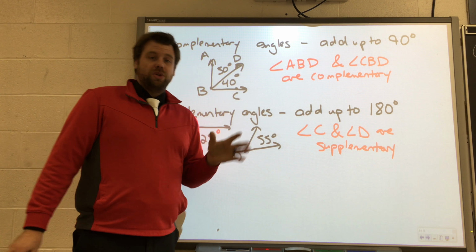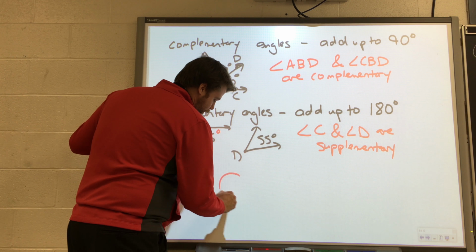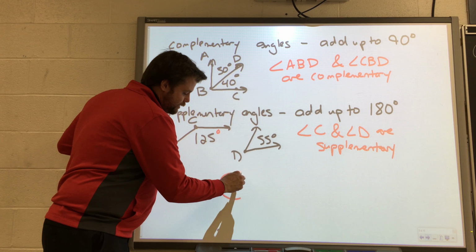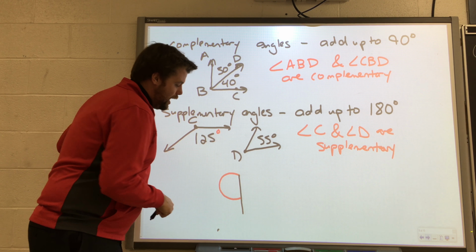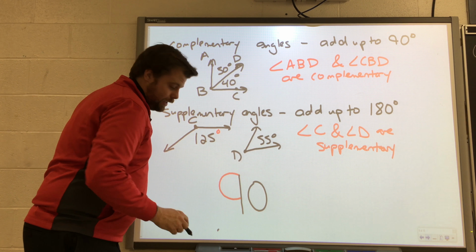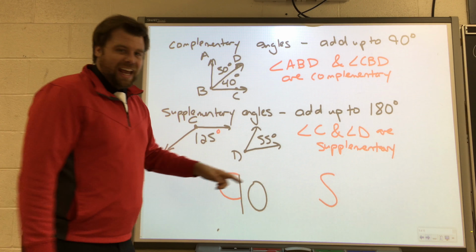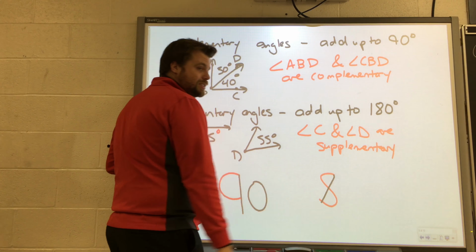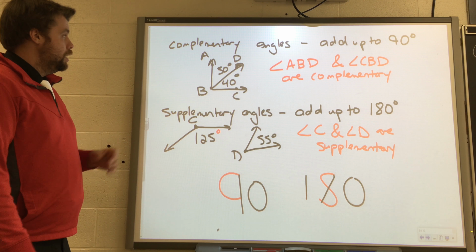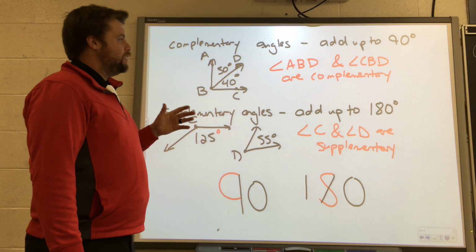Now, here's a little trick I have to be able to remember how to separate them. Complementary starts with a C. I can make that into a 9 with one single line to represent 90. Complementary, 90 degrees. Supplementary starts with an S, and I can make that S into an 8 with one single line, and that represents 180 degrees. So complementary add up to 90, supplementary add up to 180.